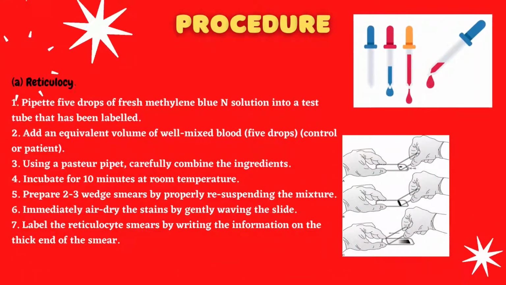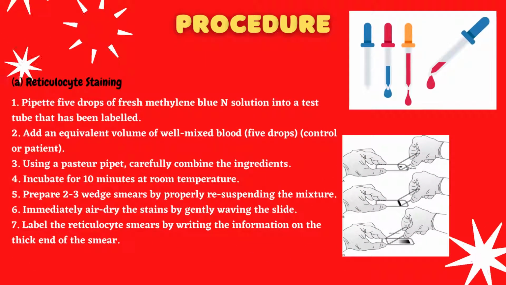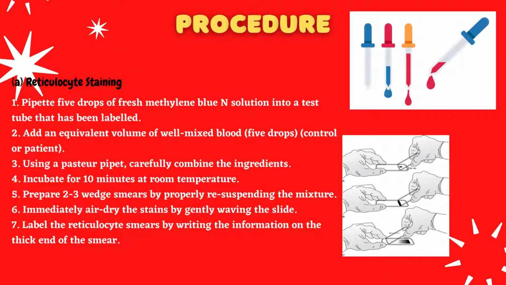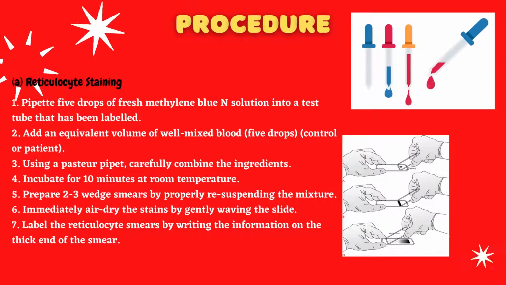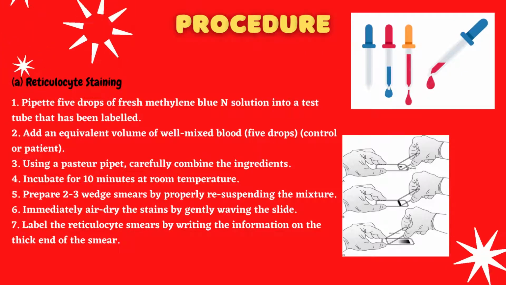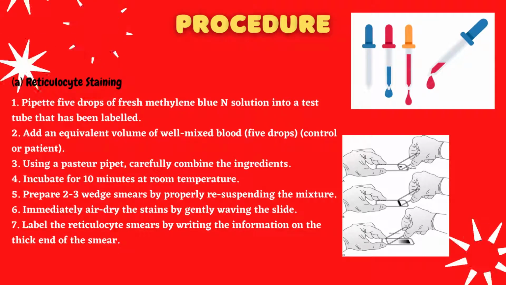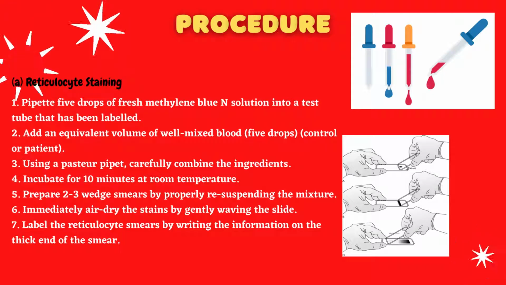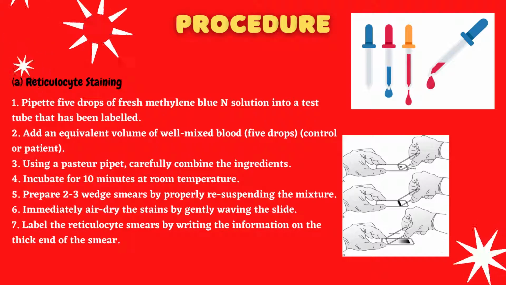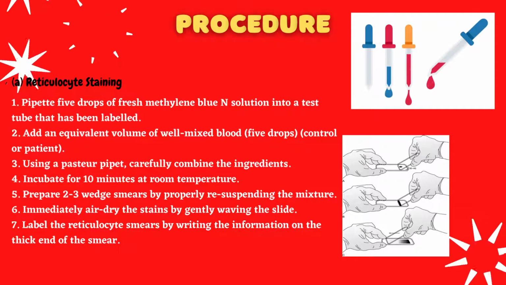Reticulocyte staining. Pipette 5 drops of fresh methylene blue solution into a test tube that has been labeled. Add an equivalent volume of well-mixed blood. By using a pressure pipette, carefully combine the ingredients. Incubate for 10 minutes at room temperature.